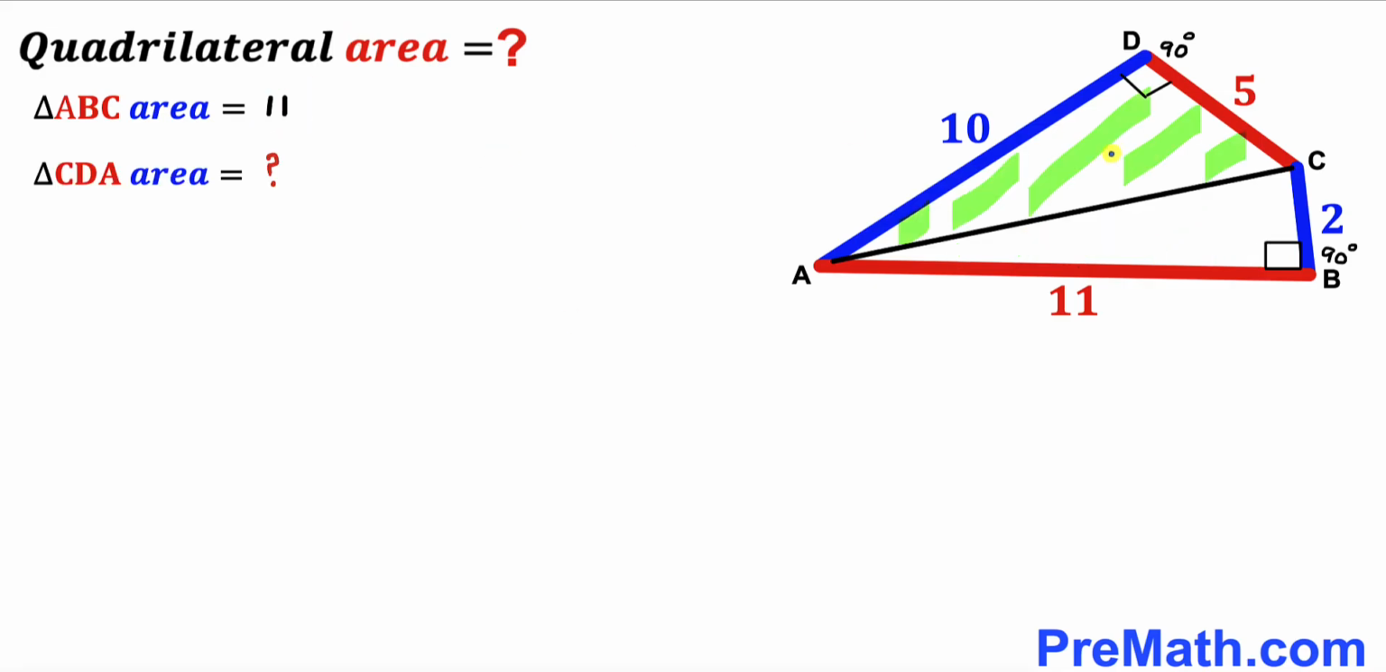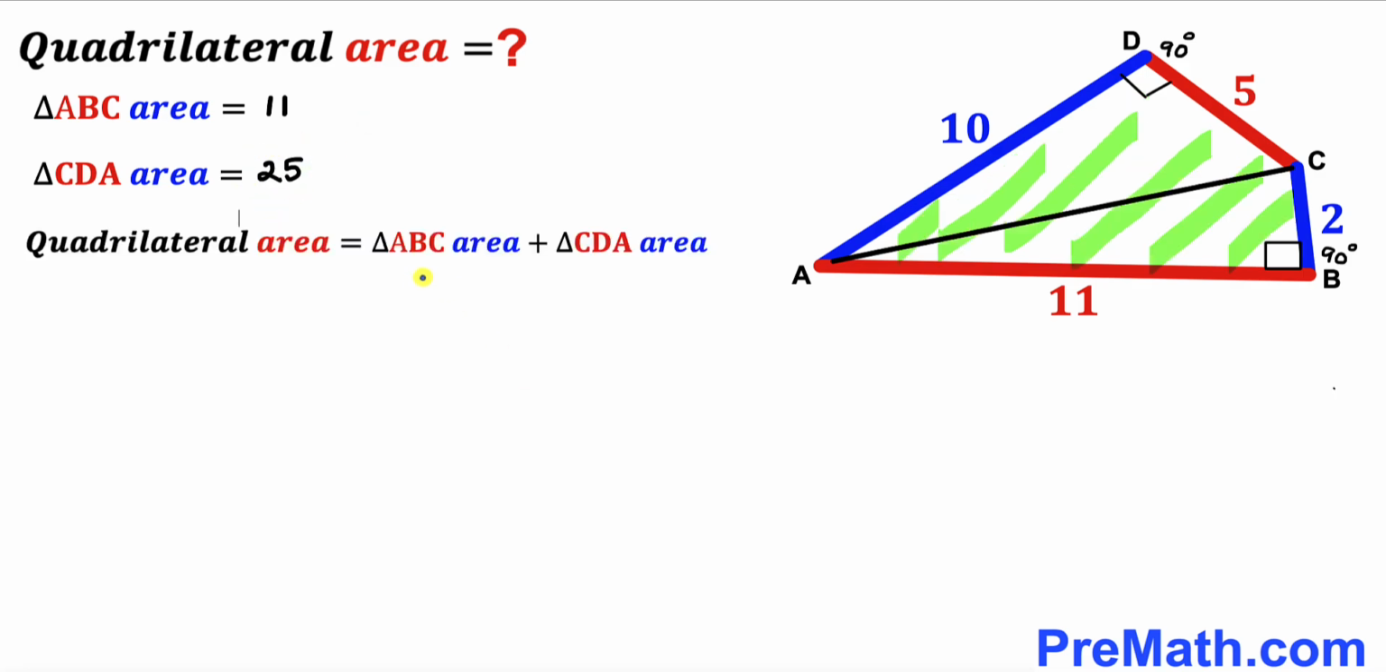Now we are going to calculate the area of this other triangle CDA as well. We are going to use the very same area of a triangle formula once again: area equals a half times base times the height of the triangle. In our case, the base is 10 and the height of this triangle is 5. So the area of this triangle CDA is a half times 10 times 5. If we multiply and simplify, that gives us 25. Thus the area of the triangle CDA turns out to be 25 square units.